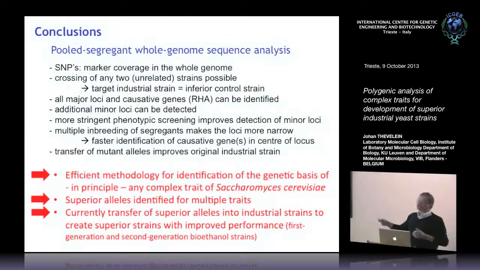We have also done inbreeding of the F1 segregants, which makes the loci more narrow and simplifies the identification of the causative gene. And we have also already transferred mutant alleles in industrial strains and indeed have obtained improved properties. So we can now use this methodology to identify the genetic basis of, in principle, any complex trait of Saccharomyces cerevisiae and other species that you can cross. We have superior alleles identified for multiple traits, and we are transferring these alleles now in industrial strains to improve their properties.